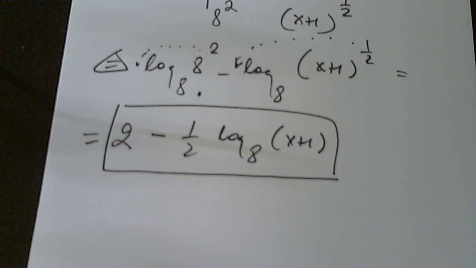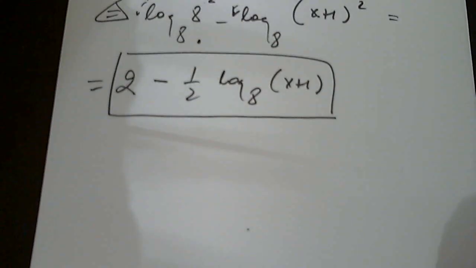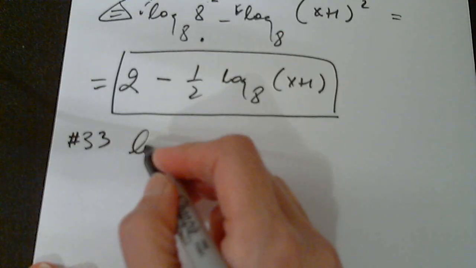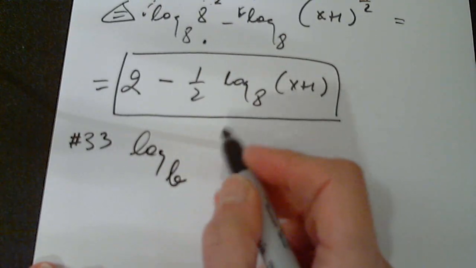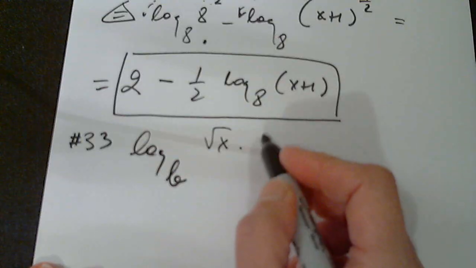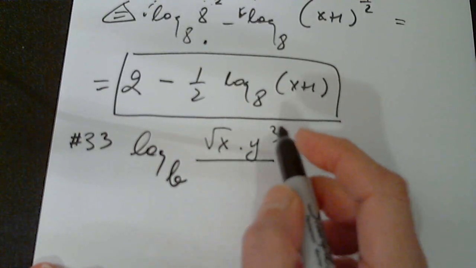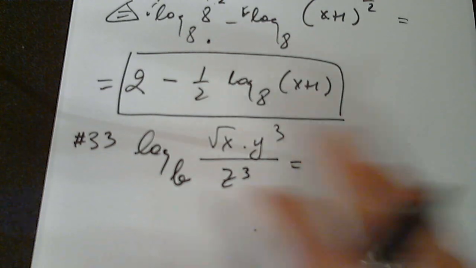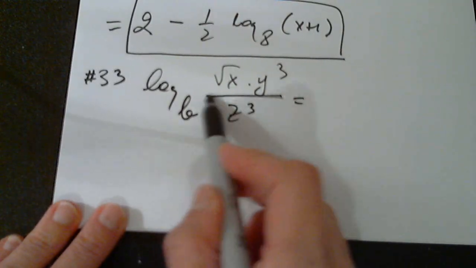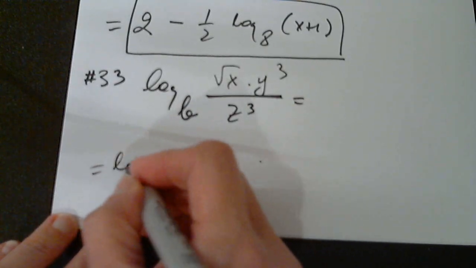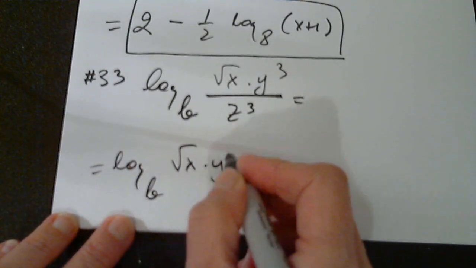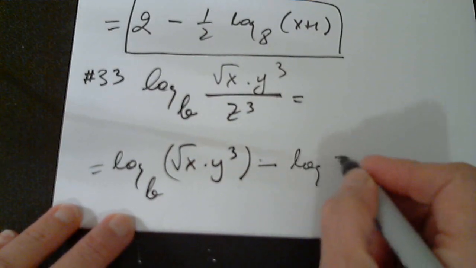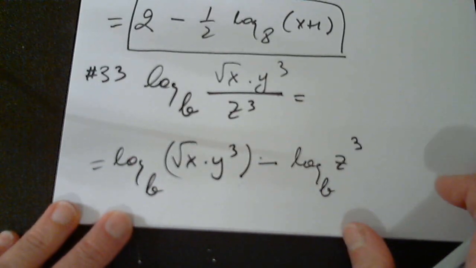Can we do 33? Of course. So let's look at 33. Log base b of the square root of x times y cubed, everything over z cubed. Perfect pick. Thank you. I have to start with a quotient. So then this is log base b of the square root of x times y cubed, you can put it in parentheses if you want, minus log base b of z to the third.